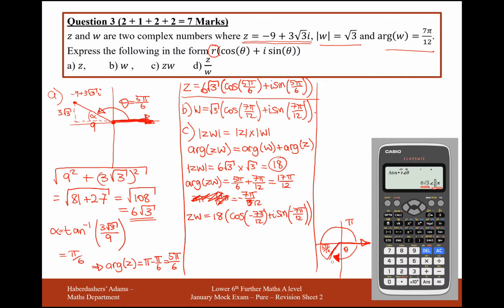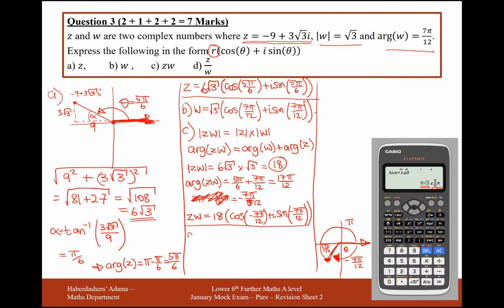So given that it's on the bottom, it needs a negative, and if it's 12 pi by 12 all the way around, it needs to be 7 pi by 12 for this part here. But given that it's also on the bottom, it needs a negative in front of it as well. So the argument for this complex number down here is minus 7 pi by 12.